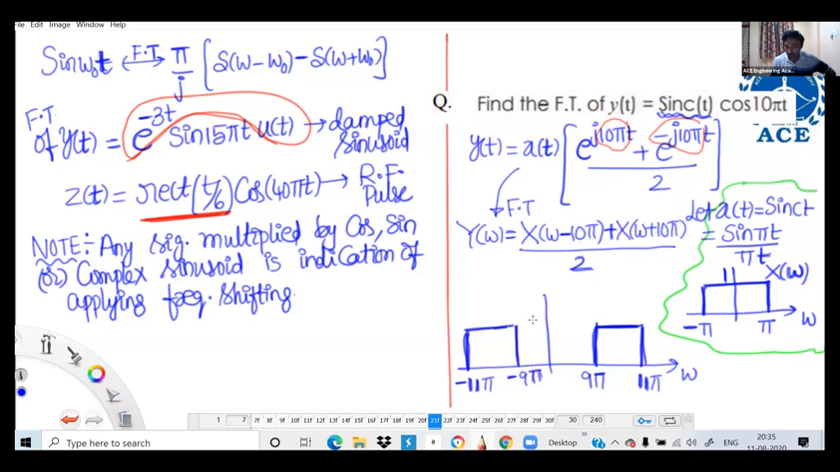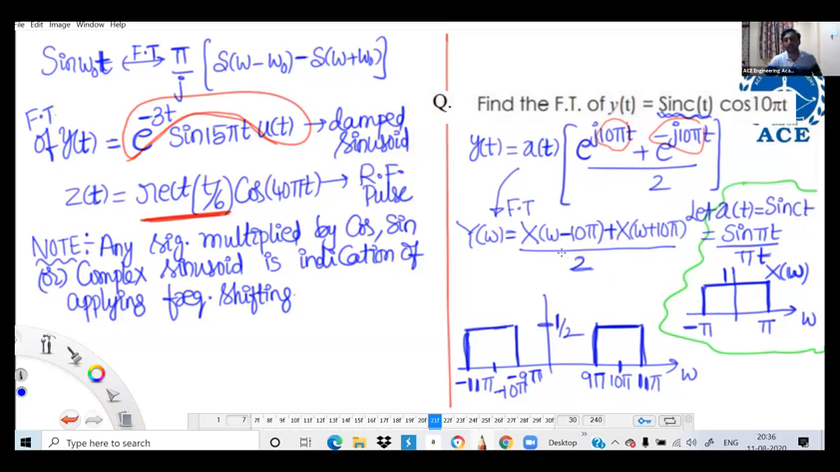Change in amplitude is 1 by 2. Correct or not? Sinc t is the known signal, a known function. We assumed that as reference, sin pi t by pi t. We know this spectrum. So many problems. Today already it is the 7th or 8th question on that function. So first time omega c is plus 10 pi, next time omega c is minus 10 pi. This is right and left shifted by 10 pi units. Don't forget the scaling factor 1 by 2.